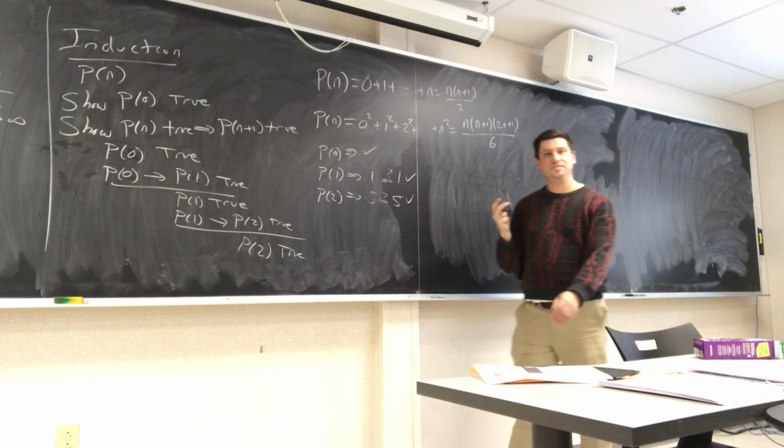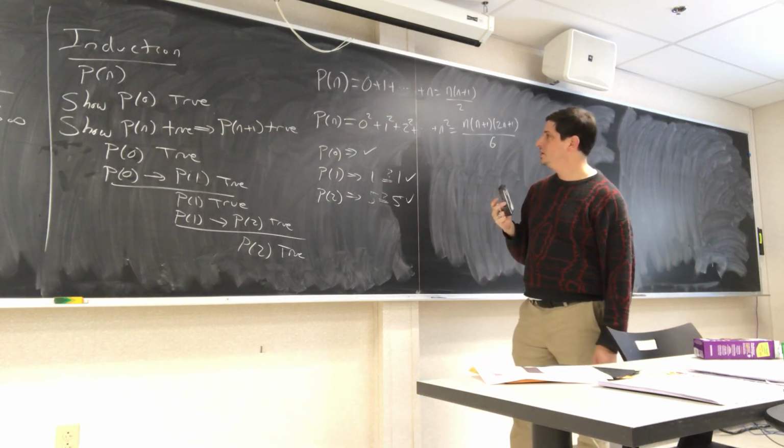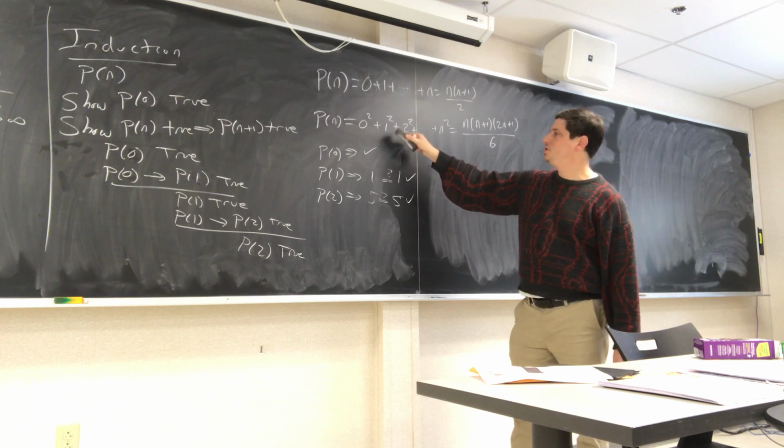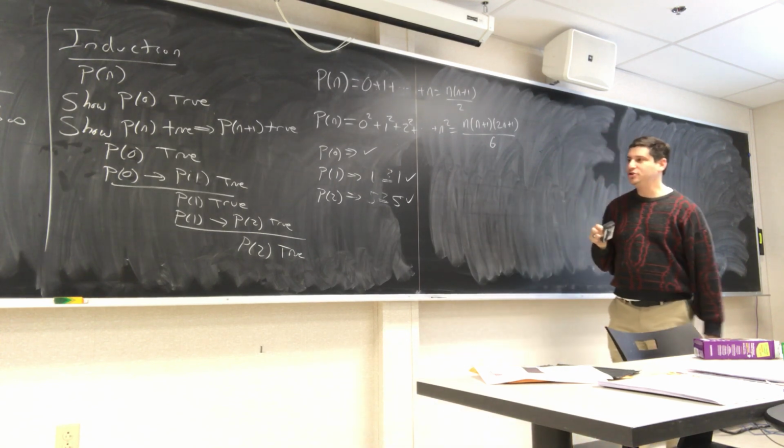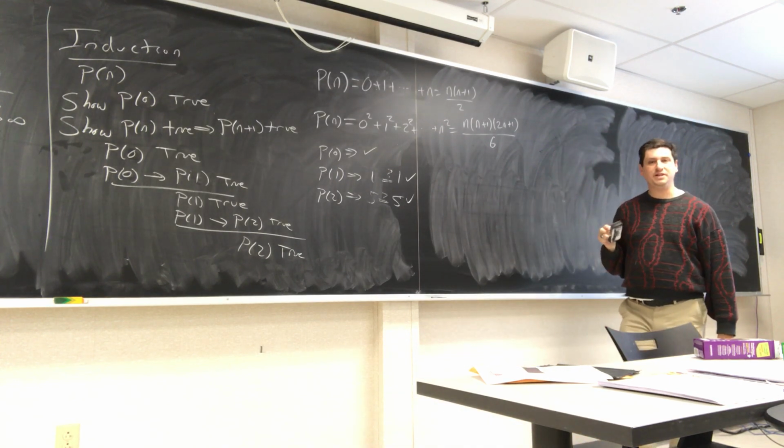Yes. P2, that's supposed to be a 4, right? No, because we're squaring things. 1 squared plus 2 squared is 5. Okay. Never mind. Yep, no problem. All right, so now we want to prove this by induction.